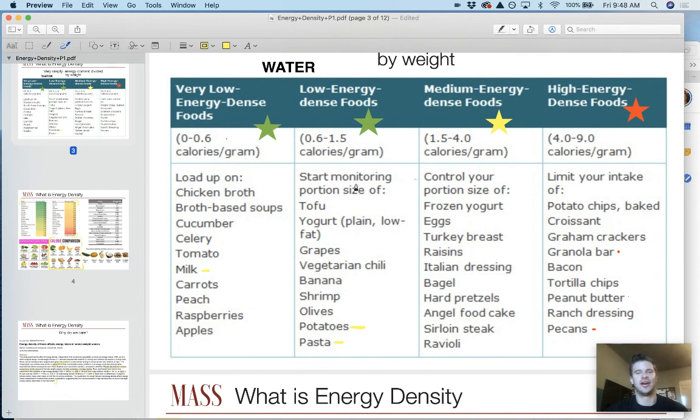Load up on. Start monitoring portion size of. So again, they're kind of saying these things are damn near impossible to overeat. These things, start thinking about it. These things, you need to be conscious of your portion size. And these things are very, very hard to monitor on the far, far right for you guys.